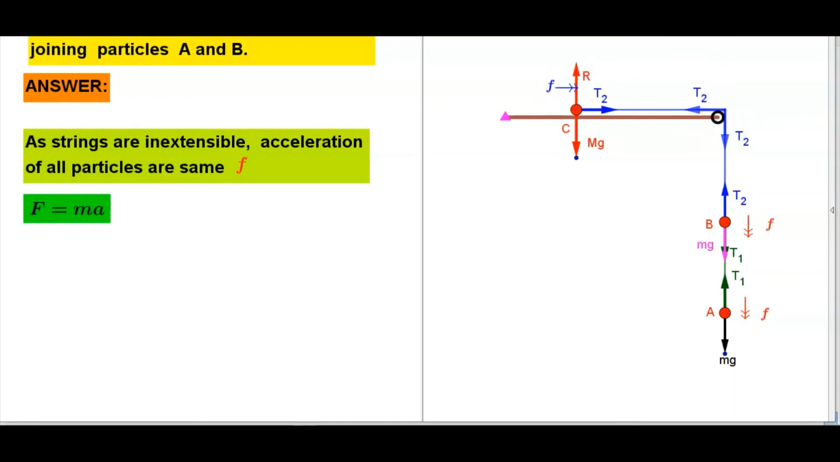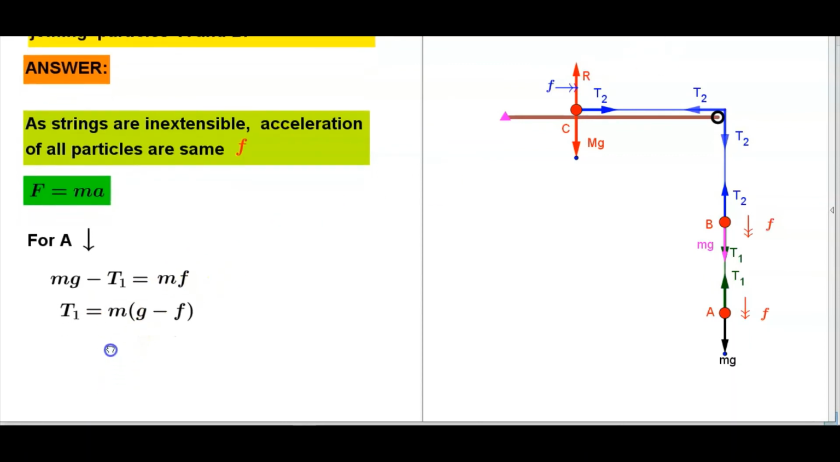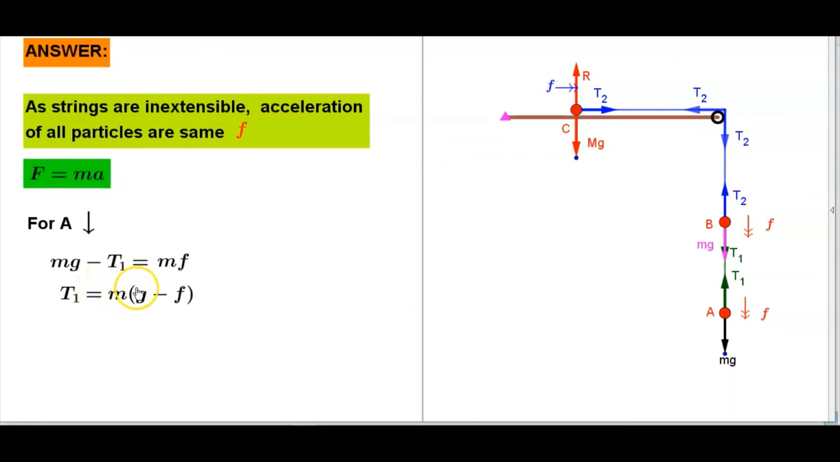Now we are going to use Newton's second law, F equals ma, for the particle A vertically downward. So what is the resultant force vertically downwards acting on the particle A? mg vertically downward, T1 vertically upwards. Therefore resultant vertically downward is mg minus T1. Therefore for particle A, mg minus T1 is equal to mass m into acceleration f. When we simplify, T1 is equal to m into g minus f.